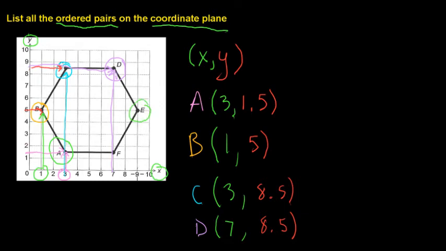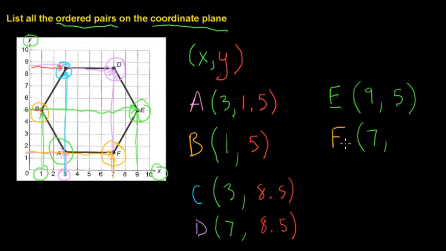So for E, the x-coordinate is 9, and the y-coordinate sits right on the 5 there. So the ordered pair is 9 and 5. And last but not least, we've got F. The x-coordinate for F is sitting here on the 7, and the y-coordinate is at 1.5. So we have 7 and 1.5. Alright, so that is how you list all the ordered pairs on the coordinate plane.